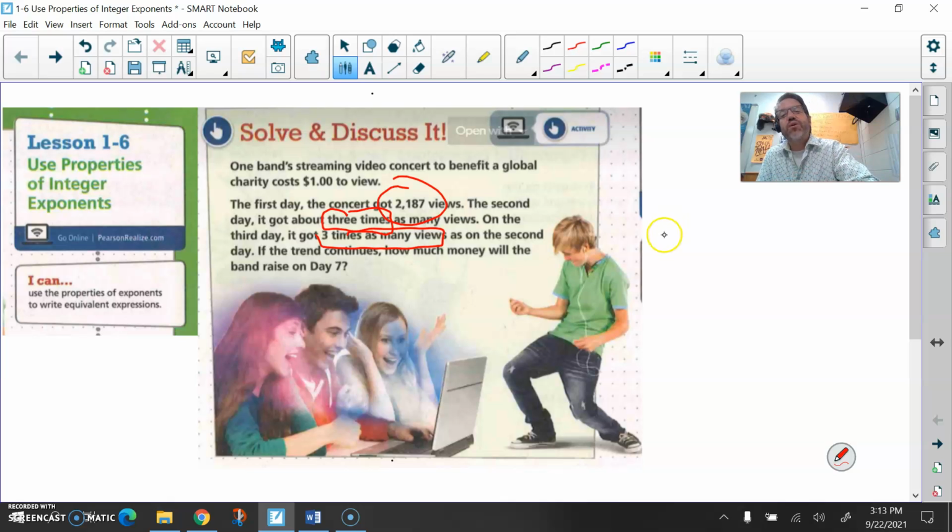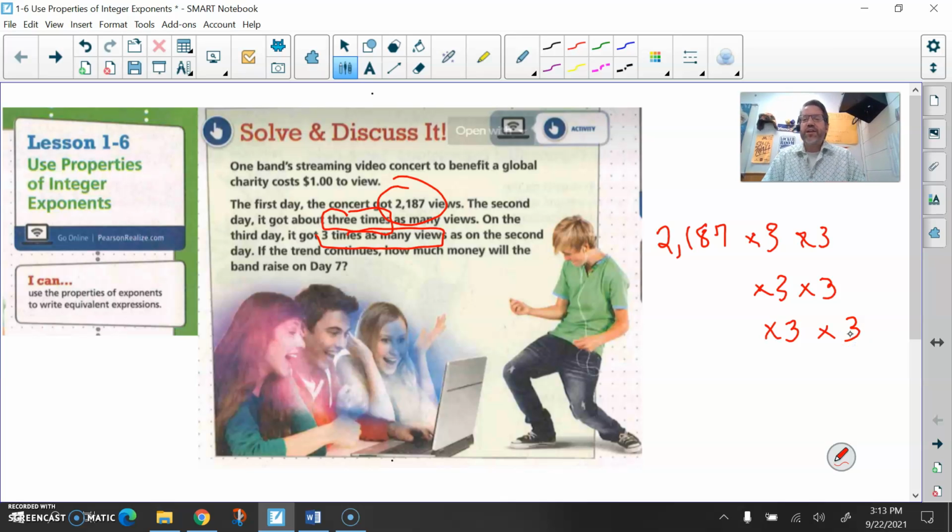So we have 2,187 views on the first day. But then each successive day after that, we're going to multiply by 3. So multiply by 3 for day 2, multiply by 3 for day 3, multiply by 3 for day 4, by 3 for day 5, by 3 for day 6, by 3 for day 7. That's a lot of 3's being multiplied together. So what I want you to see here is I can take all of these 3's being multiplied together and write them with a single exponent.